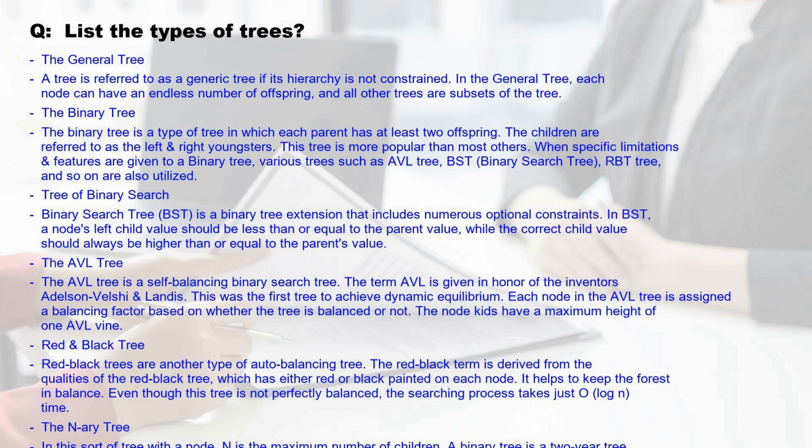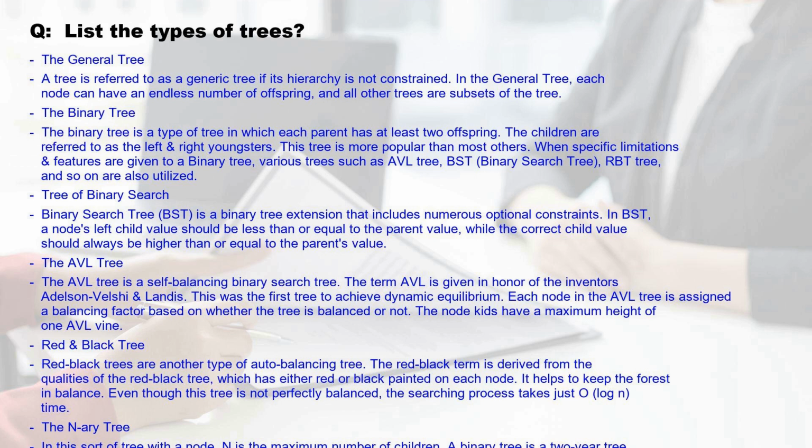The AVL tree. The AVL tree is a self-balancing binary search tree. The term AVL is given in honor of the inventors Adelson-Velsky and Landis. This was the first tree to achieve dynamic equilibrium. Each node in the AVL tree is assigned a balancing factor based on whether the tree is balanced or not. The node's children have a maximum height difference of 1 in an AVL tree.